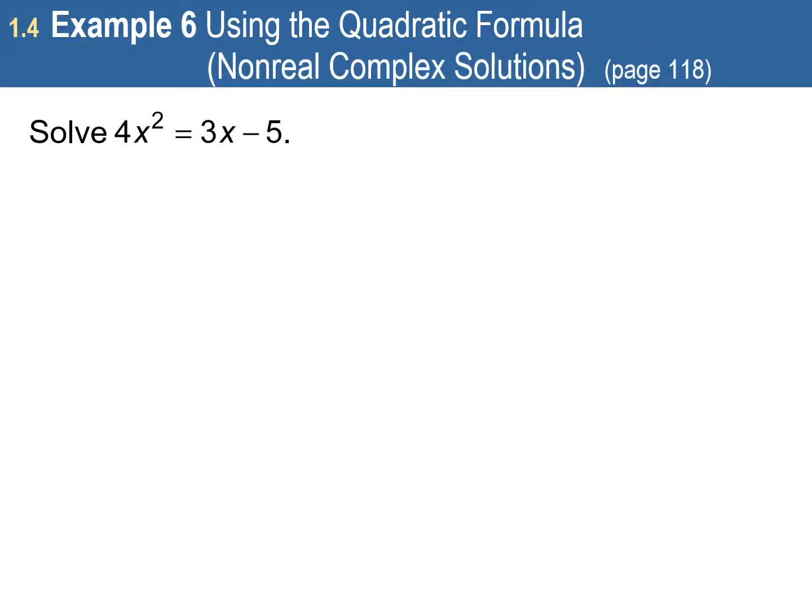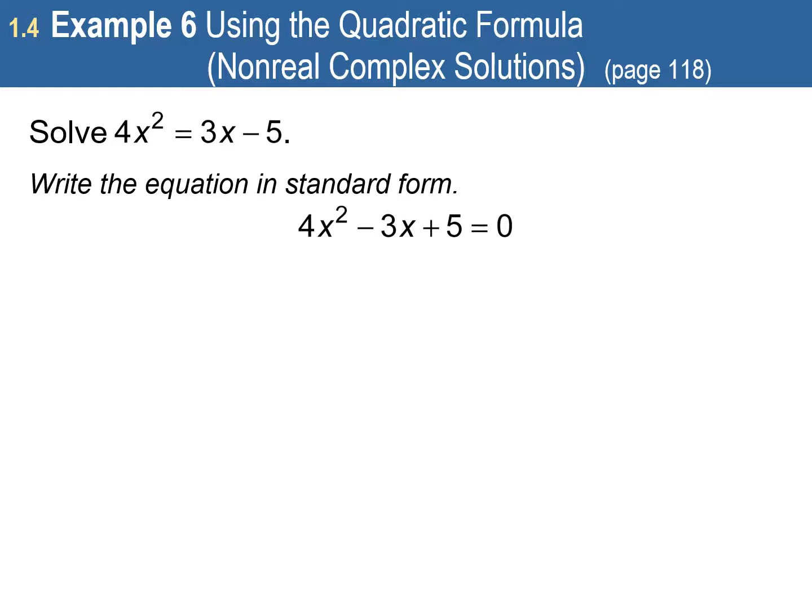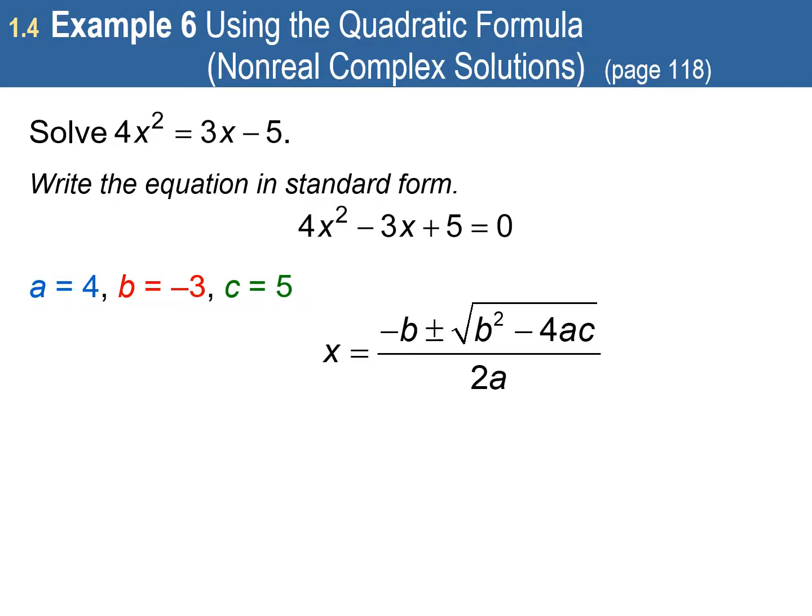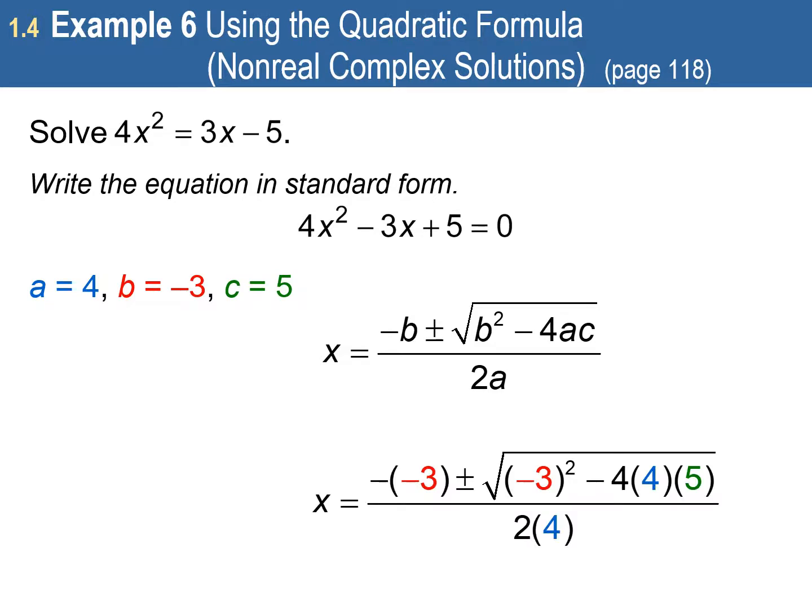Now suppose I wanted to solve 4x squared is equal to 3x minus 5. First thing I need to do is put it in standard form. So I subtract 3x minus 5 from both sides. So I get 4x squared minus 3x plus 5 is 0. Now, in this case, a is 4, b is negative 3, and c is 5. You're going to substitute directly into the quadratic formula.